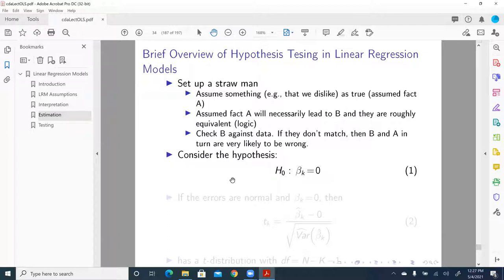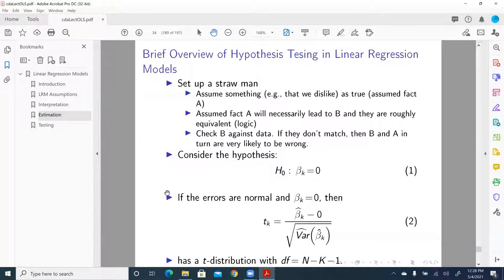So let's consider the hypothesis, right? The null hypothesis is the straw man. And in the null hypothesis, usually we say, well, the slope coefficient for the kth variable is zero. So there's no effect of this xk on the response variable. And in the population, that effect is zero. Well, beginning from that assumed fact, okay, that is, if the null hypothesis holds, there's no effect, then the error terms are normal. Here I'm talking about epsilon. And beta k is zero.